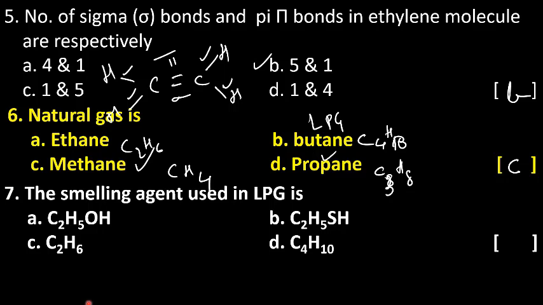Now the next question is, the smelling agent used in LPG is: C2H5OH ethanol, C2H5SH ethyl mercaptan, C2H6 is ethane, C4H10 is butane. So the correct option is C2H5SH. This is ethyl mercaptan. So the correct answer is B. This is ethyl mercaptan.